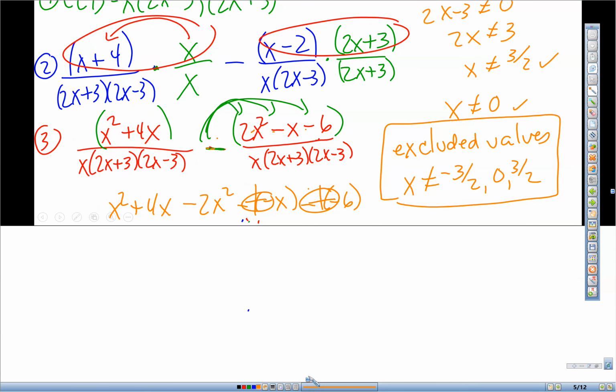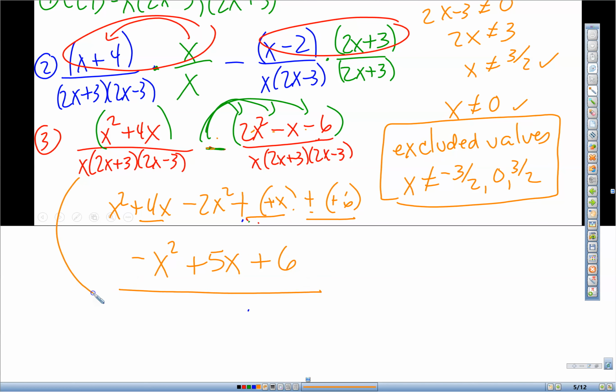So now combining my like terms, I'm going to clean this up a little bit. It's bugging me. So plus. I like that better. So I have x squared and negative 2x squared, so that's negative x squared. I have 4x plus x, so that's plus 5x. And then I have plus 6. And that is all over my LCD. Don't lose your LCD. That's another common mistake I see.